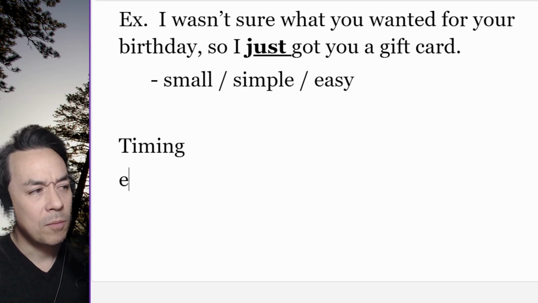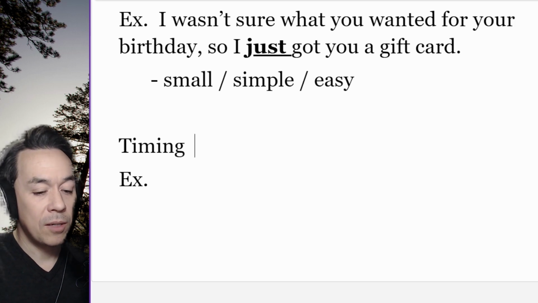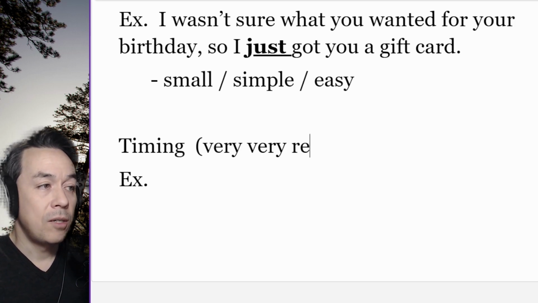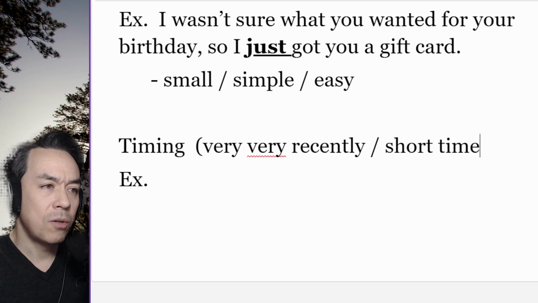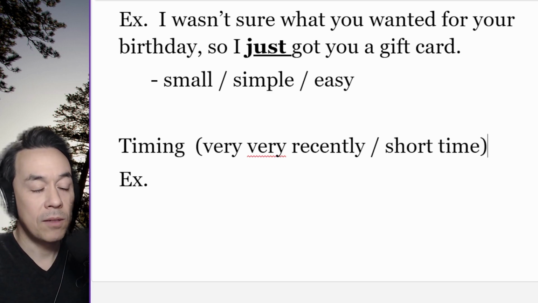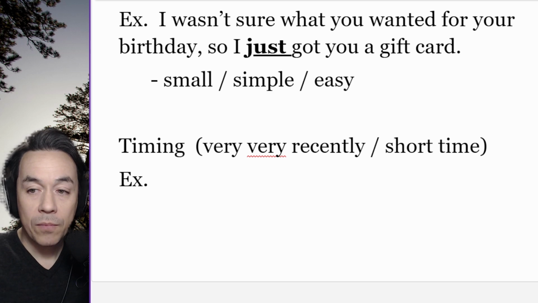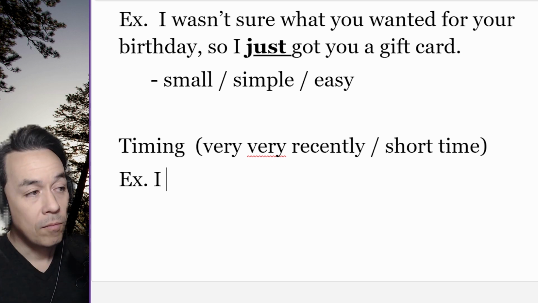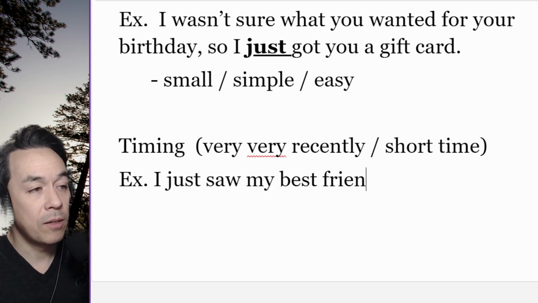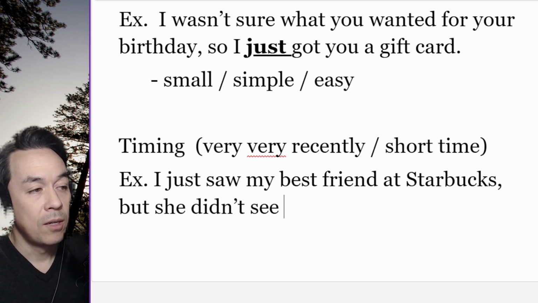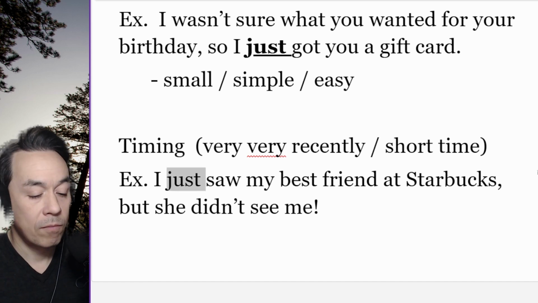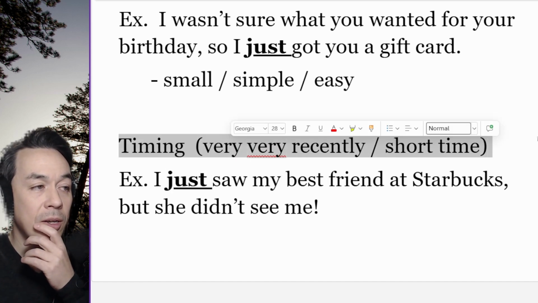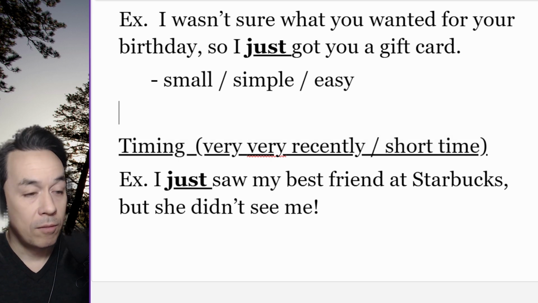And this one I want to spend more time on. So timing, meaning very, very recently or a short time. It's case by case. We need to do examples. So let's say, I just saw my best friend at Starbucks, but she didn't see me. So I just saw. Now, what am I trying to communicate here?